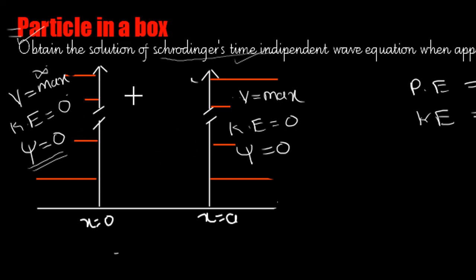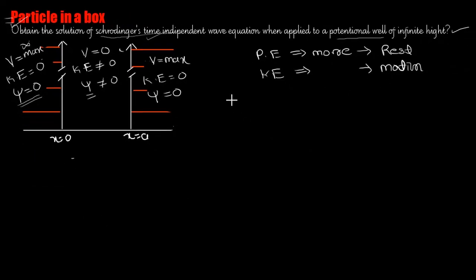But what about inside the potential well? Inside the potential well, V will become 0. If potential energy becomes 0, then kinetic energy definitely will not become 0. That means the psi wave function also does not become 0. We are going to find the wave function when the particle is inside the well. Before we go to the derivation, there are two parts. One part is used to find the eigenvalues, and another part is to find the wave function. First we will find the wave function, and then we will find the eigenvalues with respect to the particle in a box.